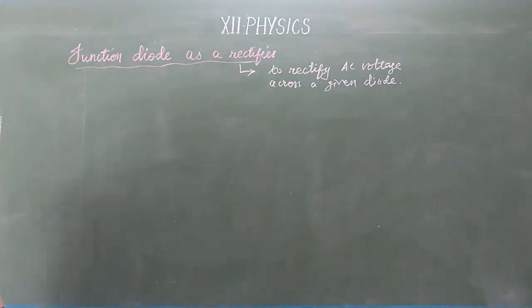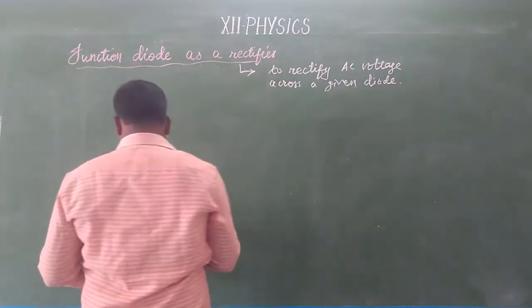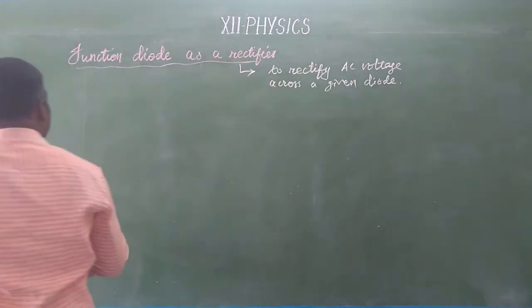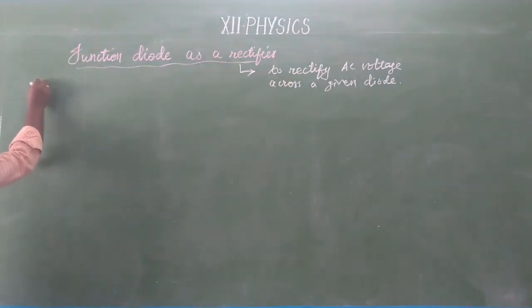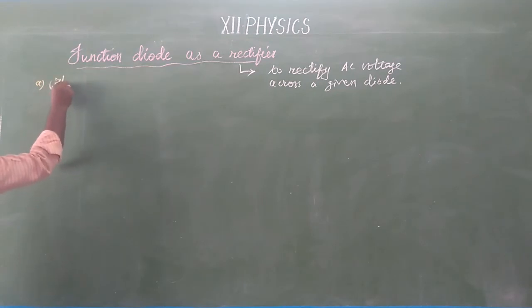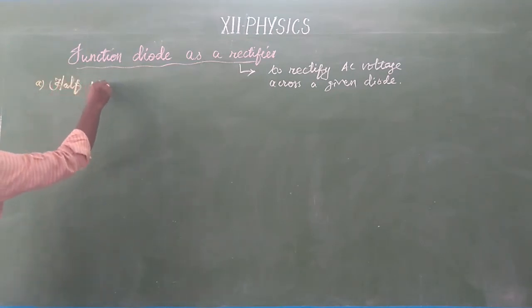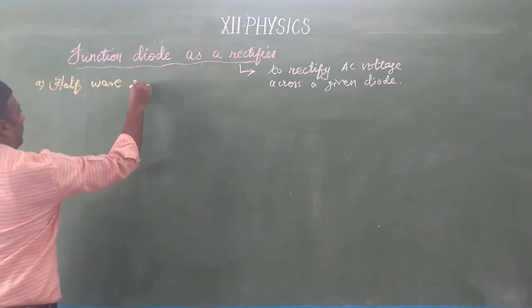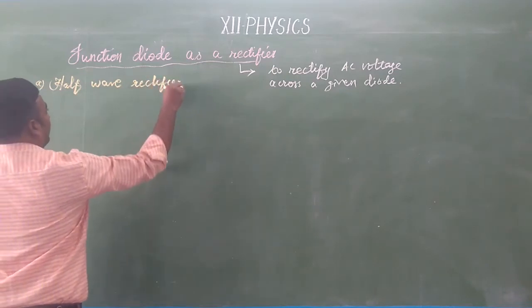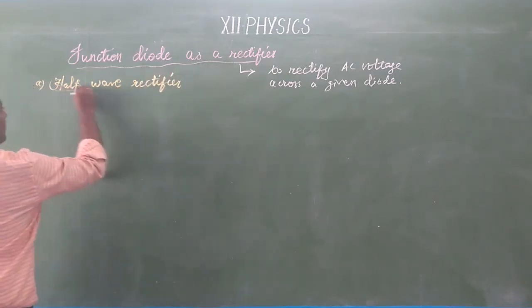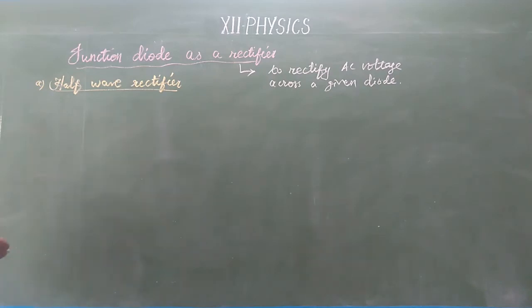There are two types of rectifiers. One is the half-wave rectifier, another one is the full-wave rectifier. First we are going to see the half-wave rectifier. For a half-wave rectifier, we'll see how the circuit is used.